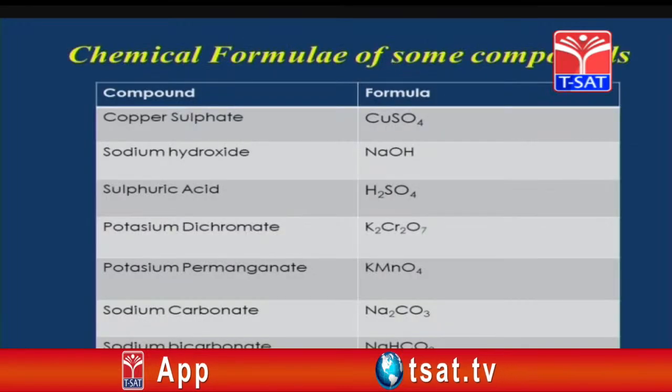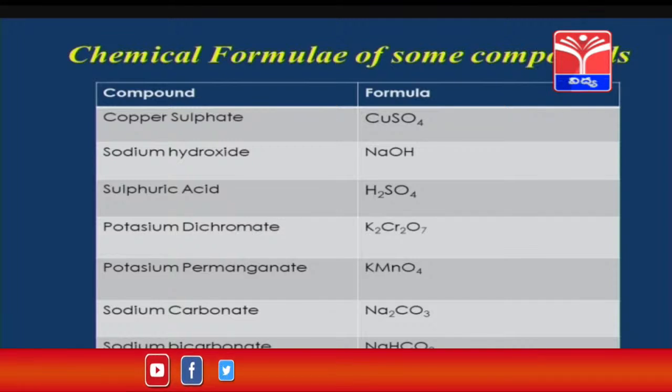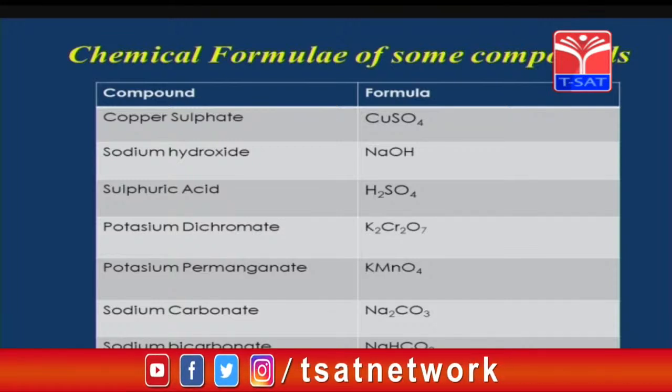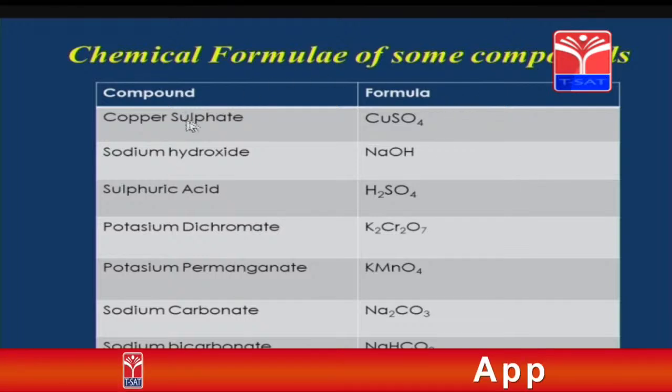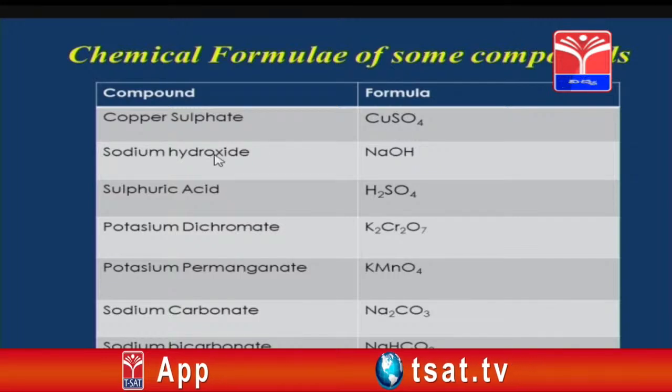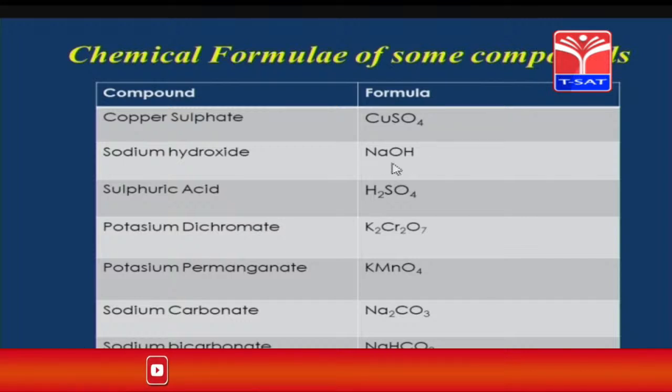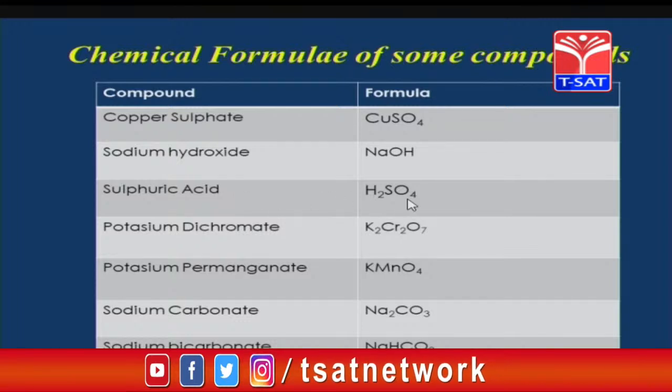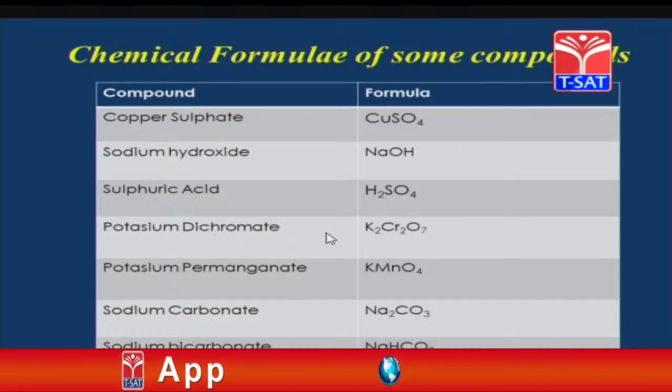Chemical formula of some other compounds. You see here one table is there. In the table, the first column is compound and the second column is formula. In the first column, copper sulphate, formula of copper sulphate is CuSO4. Second compound, sodium hydroxide, formula is NaOH. Third compound, sulfuric acid, formula is H2SO4. Potassium dichromate, formula is K2Cr2O7. Next compound, potassium permanganate, and its formula is KMnO4.